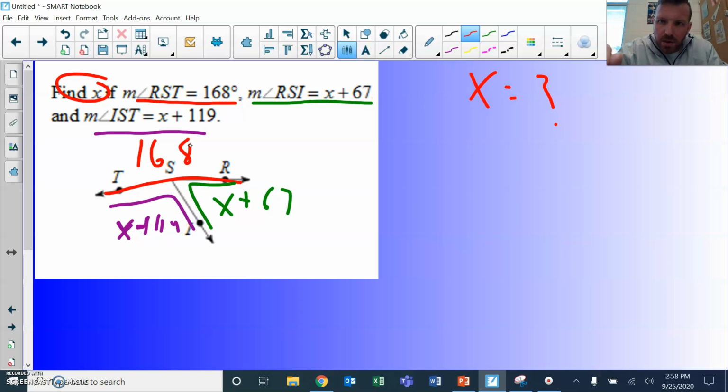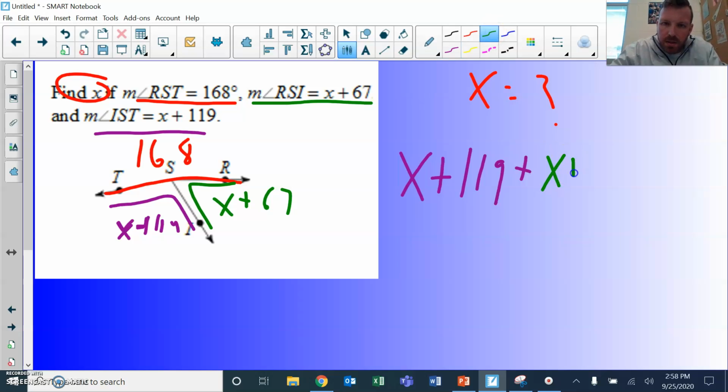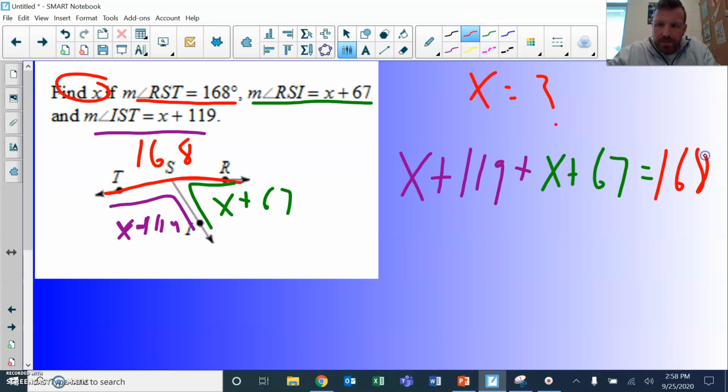So let's do that. If I take x plus 119 and add it to x plus 67, because that is the other piece, and I set that equal to the whole thing, which is 168. Then all I have to do is solve it, right? So let's do that. Let's solve it.